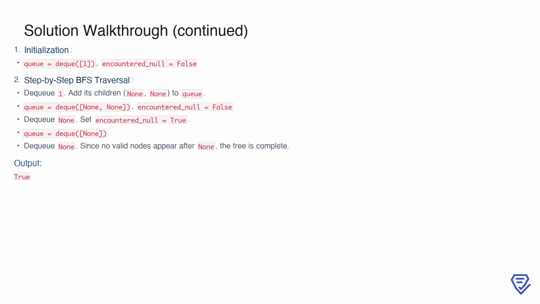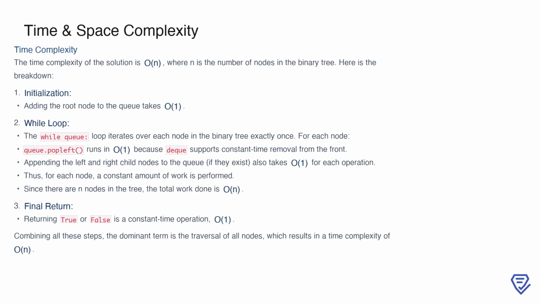The remaining none is then dequeued, and since no valid nodes appear after encountering none, the tree satisfies the conditions of a complete binary tree. Therefore, the output is true. The time complexity of the solution is O(n), where n represents the number of nodes in the binary tree.